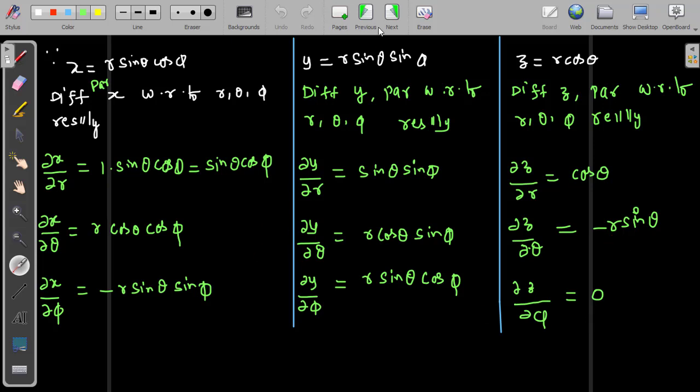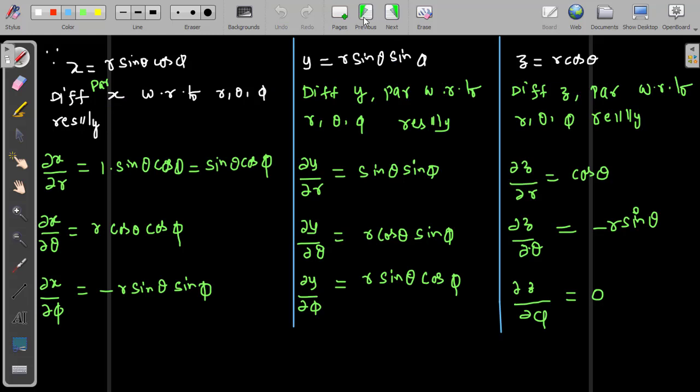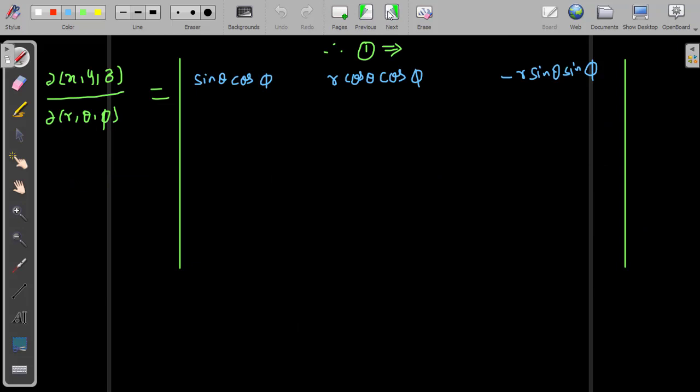This is the idea. Here sin theta cosine phi, so I will be writing here sin theta cosine phi. The second element is r cosine theta cosine of angle phi. The third element is minus r sin theta sin phi. If you look at the previous page, minus r sin theta sin phi is the last element, and r cosine theta cosine phi is the second element.